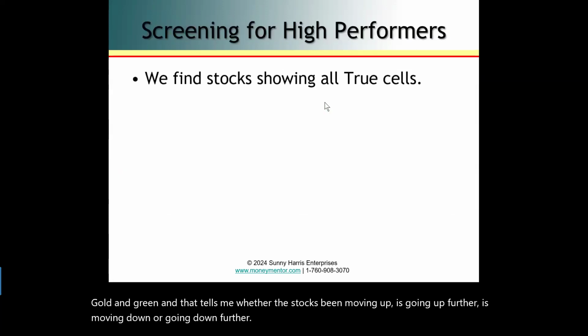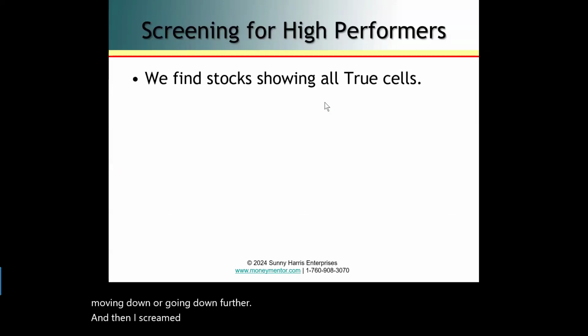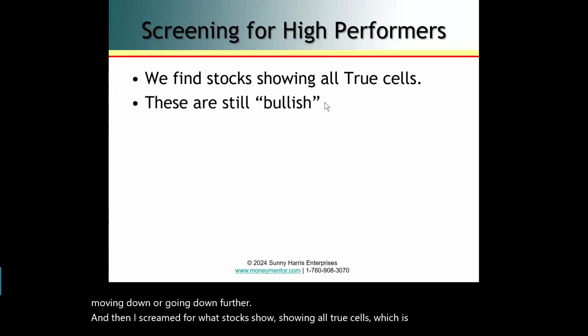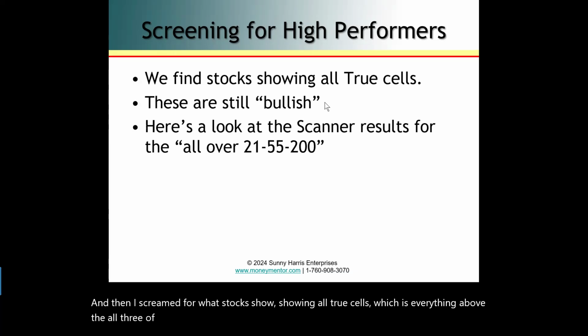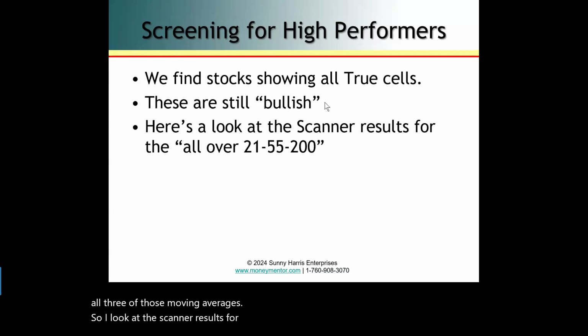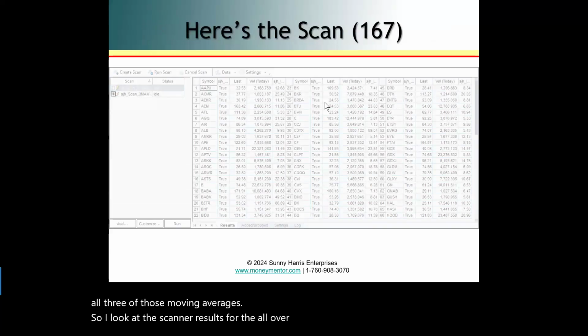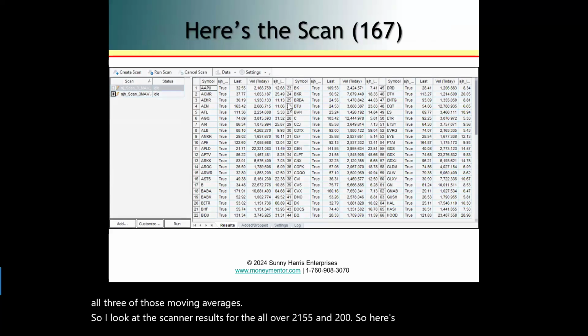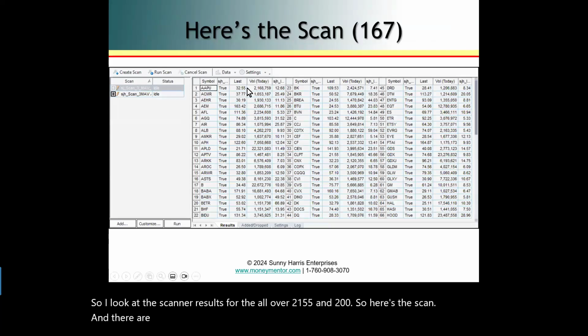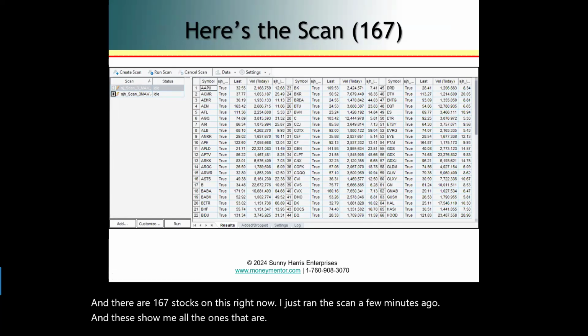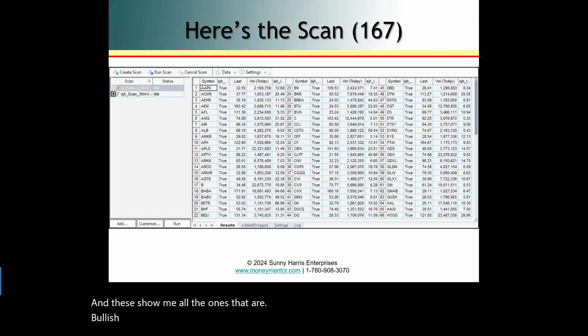And then I screen for what stocks are showing all true buys, which is everything above all three of those moving averages. So I look at the scanner results for the all over 21, 55, and 200. So here's the scan. And there are 167 stocks on this right now. I just ran the scan a few minutes ago. And these show me all the ones that are bullish, that is above all three moving averages.